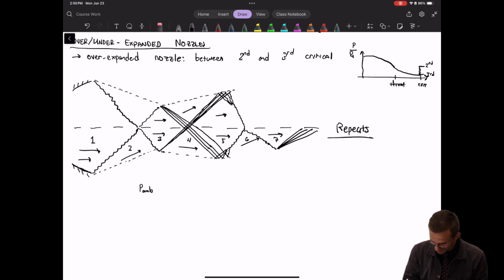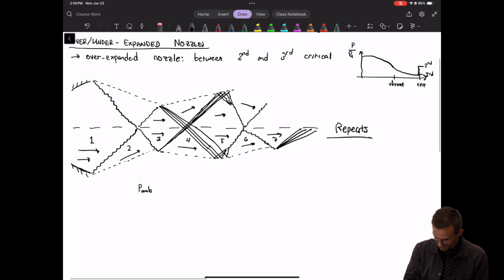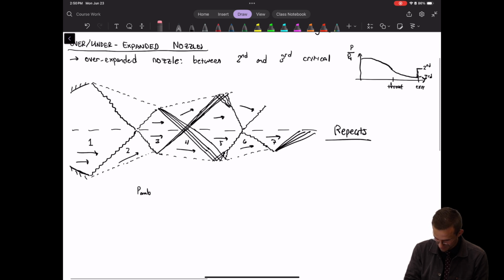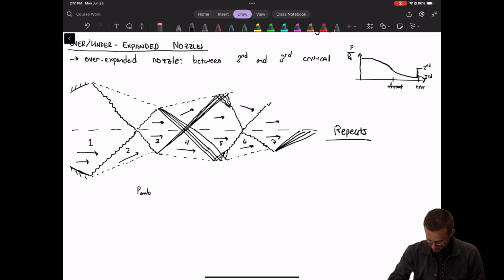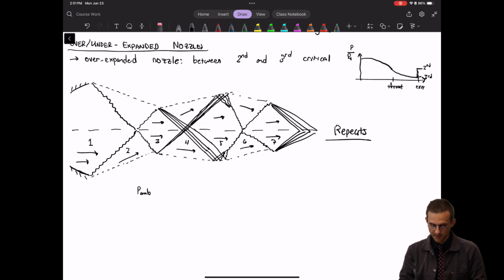So there's another free boundary here. This flow direction in region 6 should be parallel to that boundary. This has to go through another shock region that's parallel. And this expansion fan, it's there, and those interpenetrate, and you get this process. Okay, that repeats.